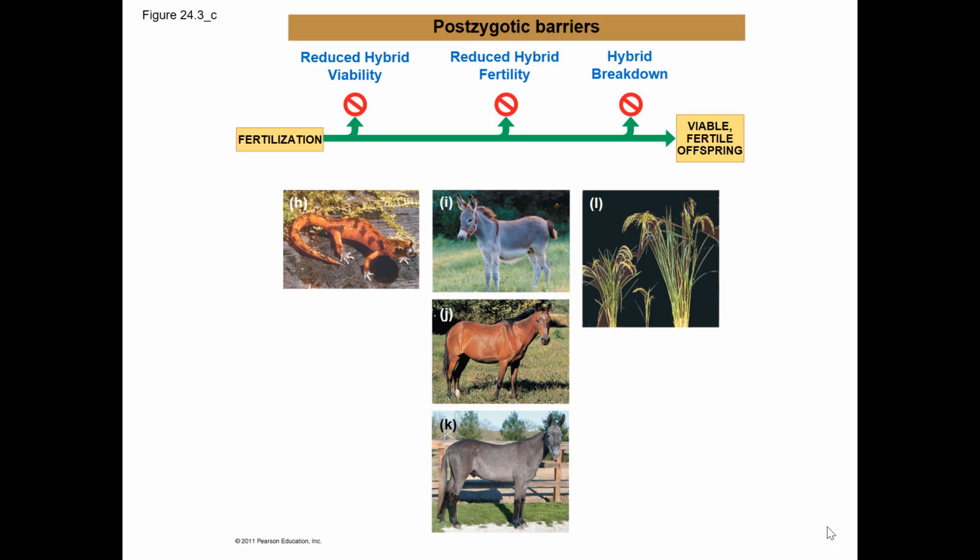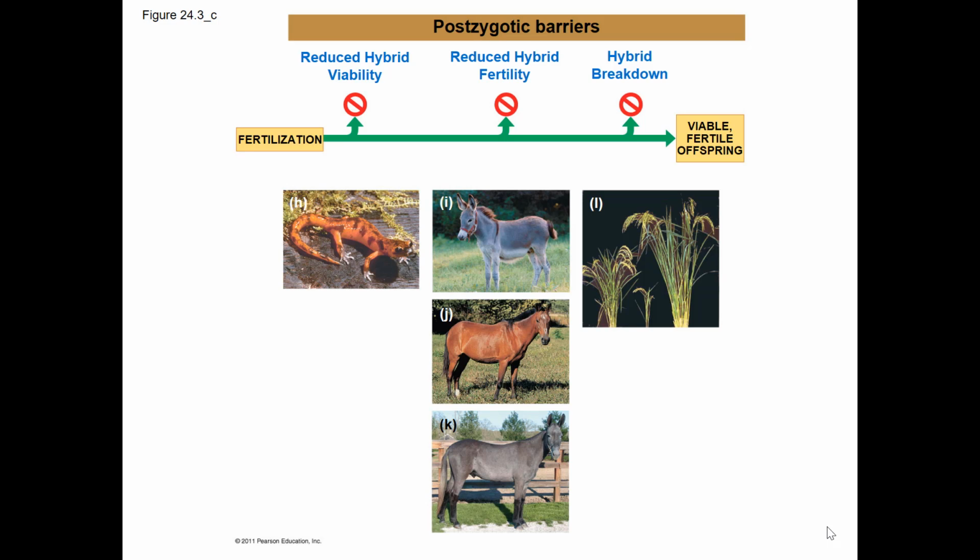One is called reduced viability. The hybrids that form, so again, the zygote forms and it develops, but this individual that develops just doesn't survive as well. Reduced viability. They don't survive as long, or they aren't as able to handle environmental issues.